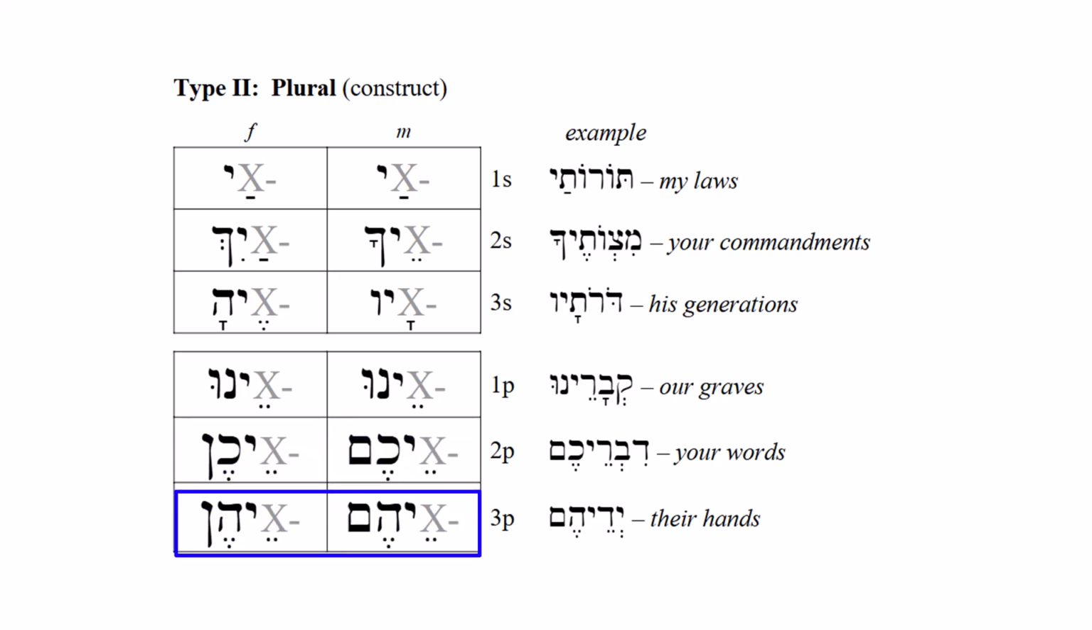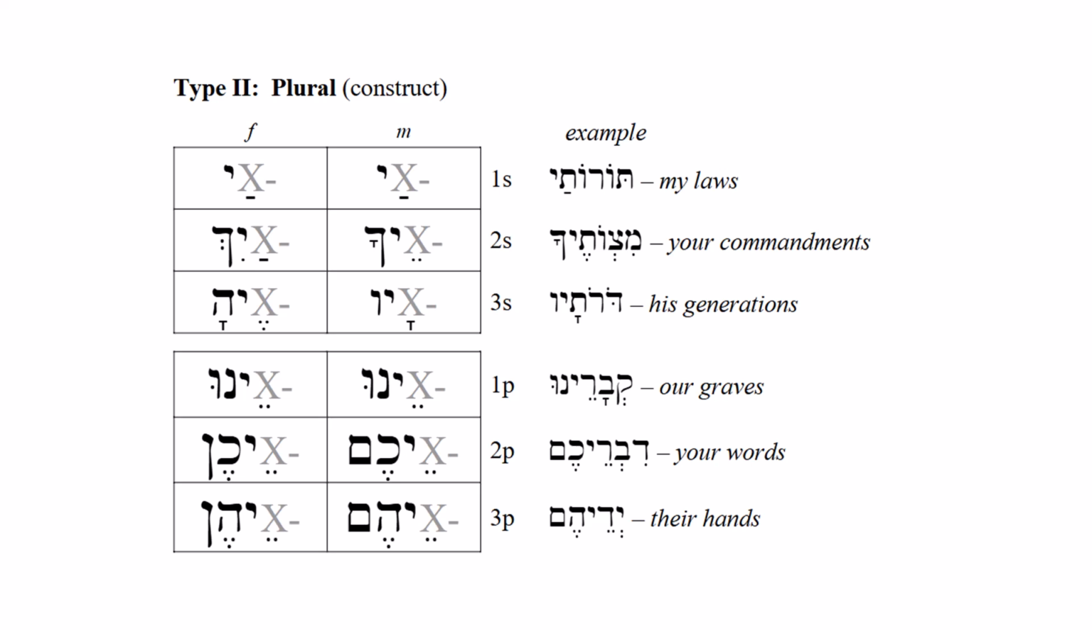Third plural, we have this example, yedehem. Again, there's that sereyod, sereyod hem. That sereyod connecting the suffix with the noun is your sign of type 2, meaning that the noun is plural. So instead of saying their hand, you say their hands. So this is how type 2 pronominal suffixes work. Remember, they are added on plural nouns.